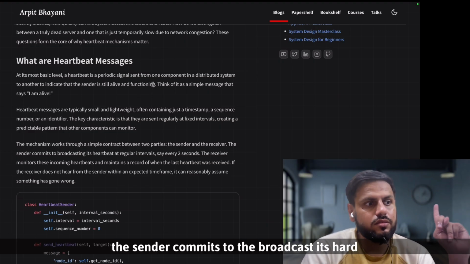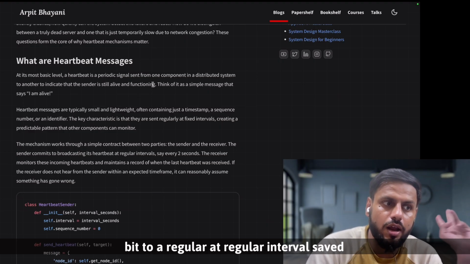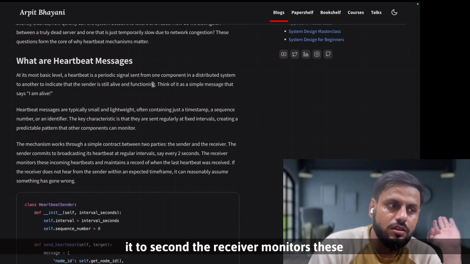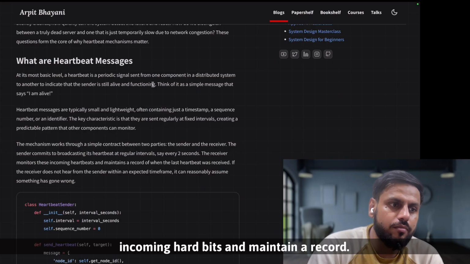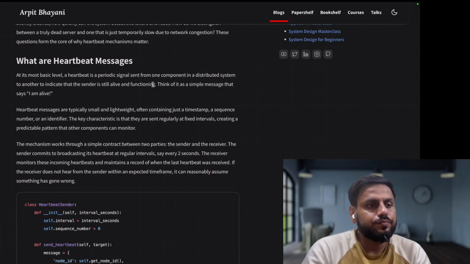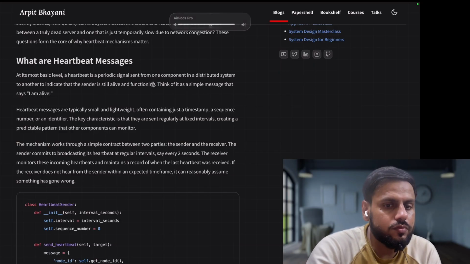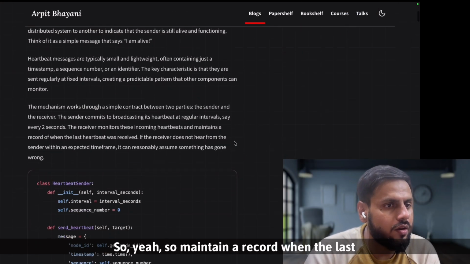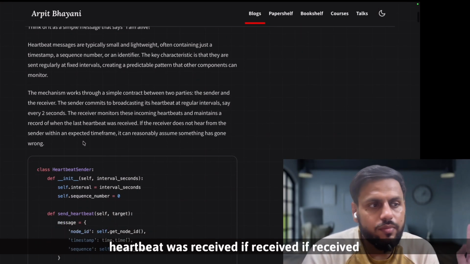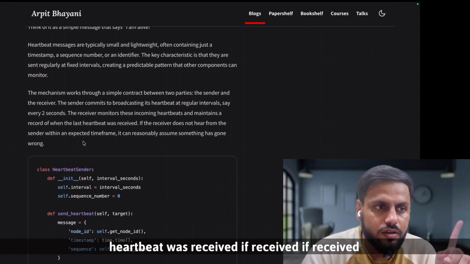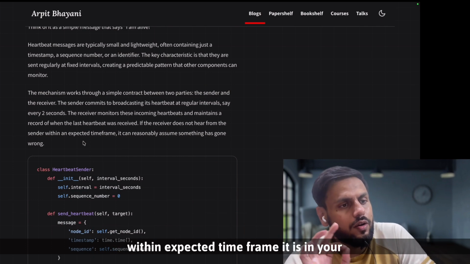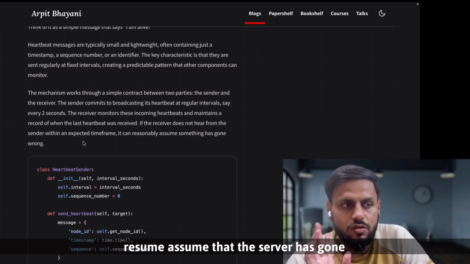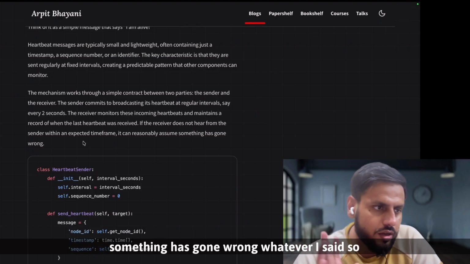The mechanism works through a simple contract between two parties, the sender and receiver. The sender commits to broadcasting its heartbeat at regular intervals, say every 2 seconds. The receiver monitors these incoming heartbeats and maintains a record of when the last heartbeat was received. If the receiver does not hear from a server within the expected time frame, it generally assumes that something has gone wrong.